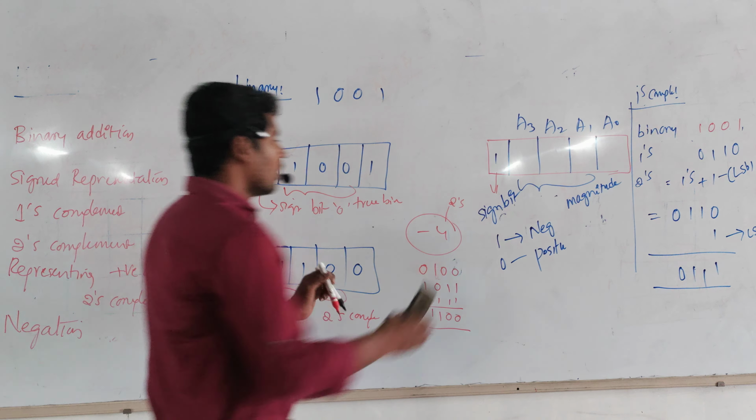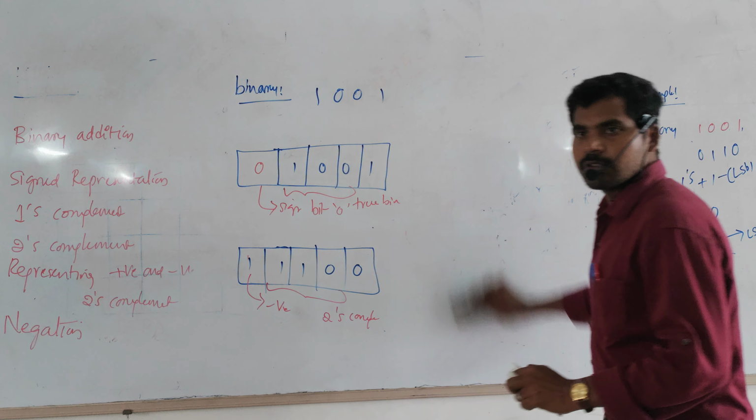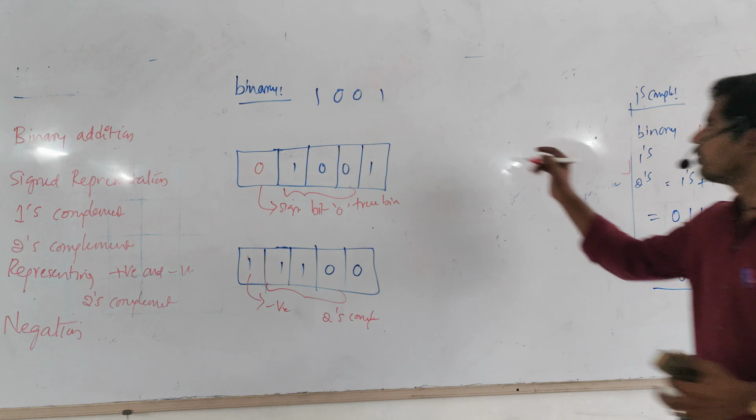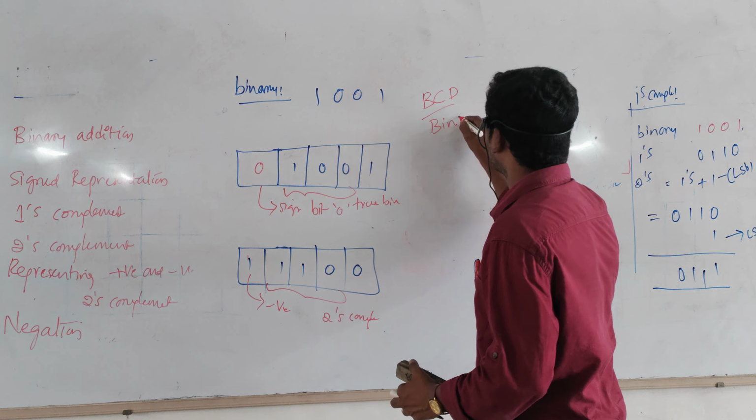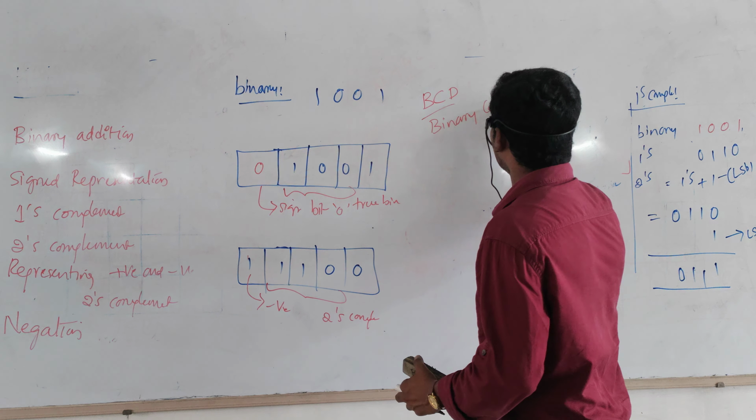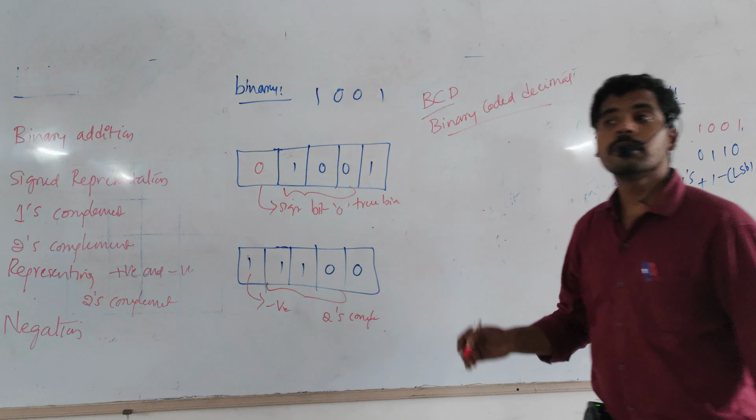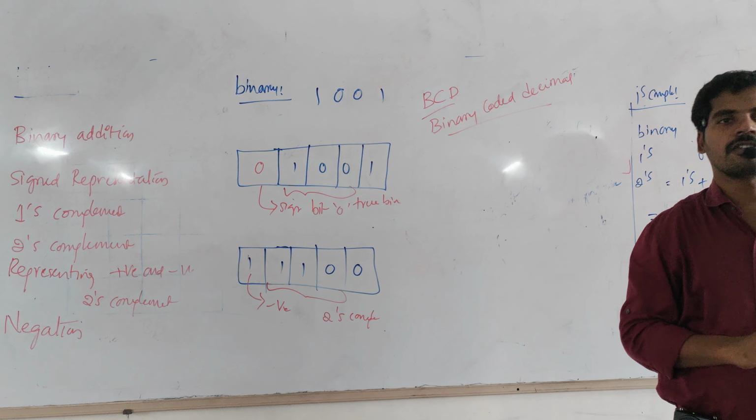You already have some experience with additions using binary numbers. Now I will give you some basic idea about BCD numbers. BCD means binary coded decimal. The name represents it: binary coded decimal. That means decimal numbers can be represented with binary values. That is the meaning of BCD.